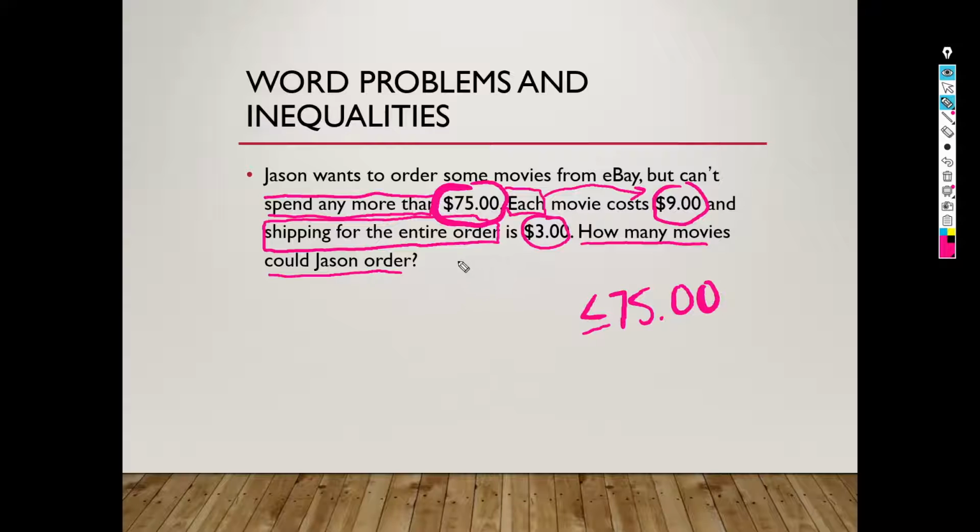Now we want to think about these other quantities. So we've got $9 each movie. We have a movie, and each one of them is $9. So let's think about this. If I added another movie, then that would also be $9. If I added another movie, that would be $9. Now we can think about this.